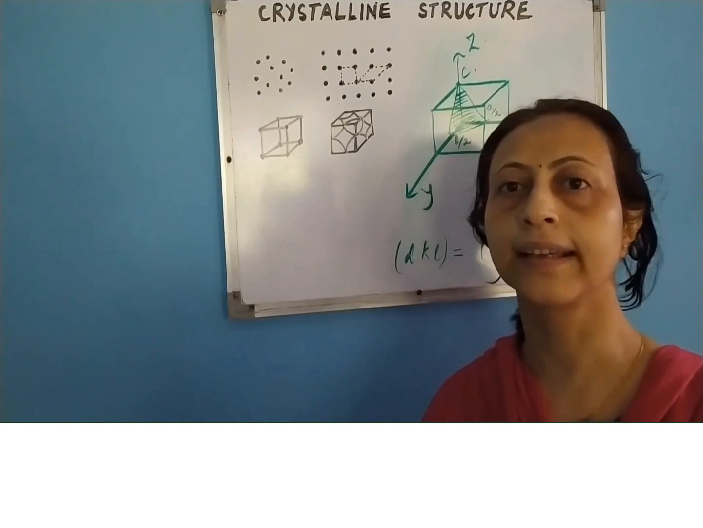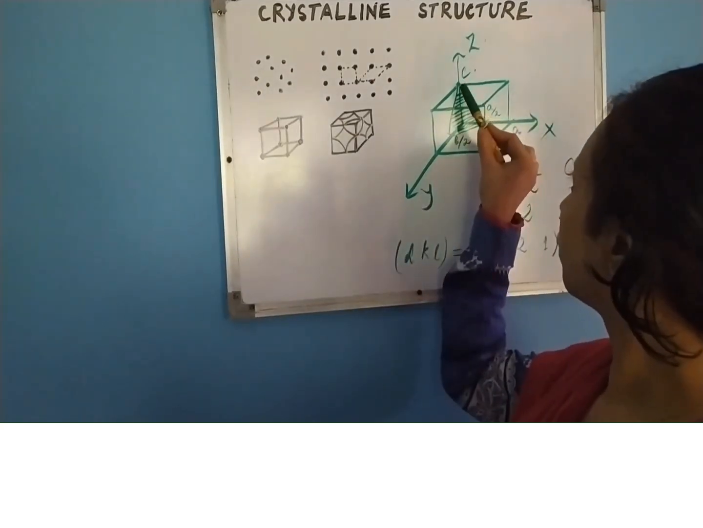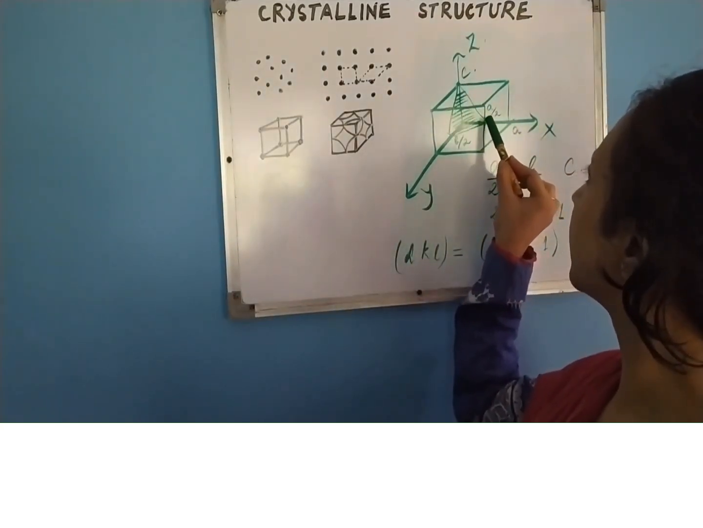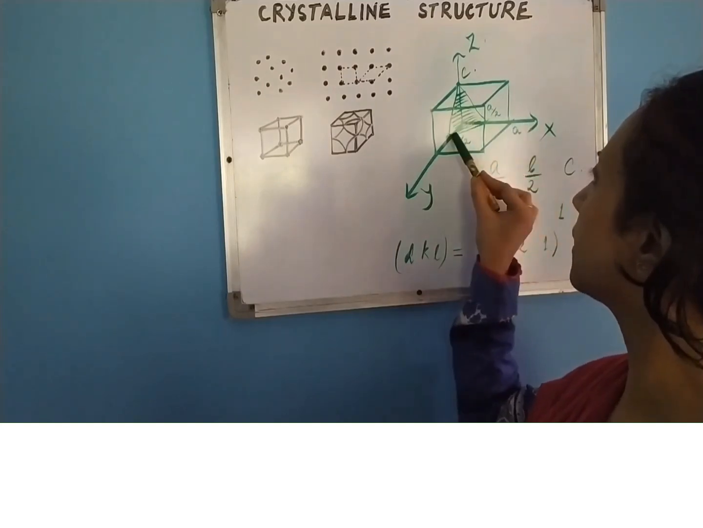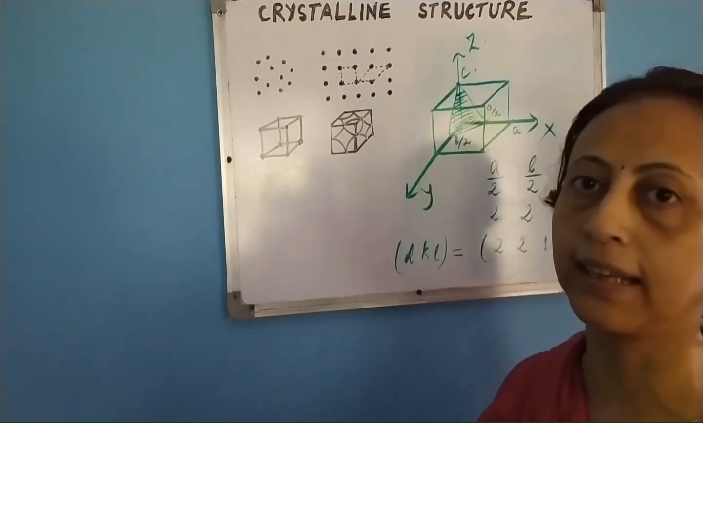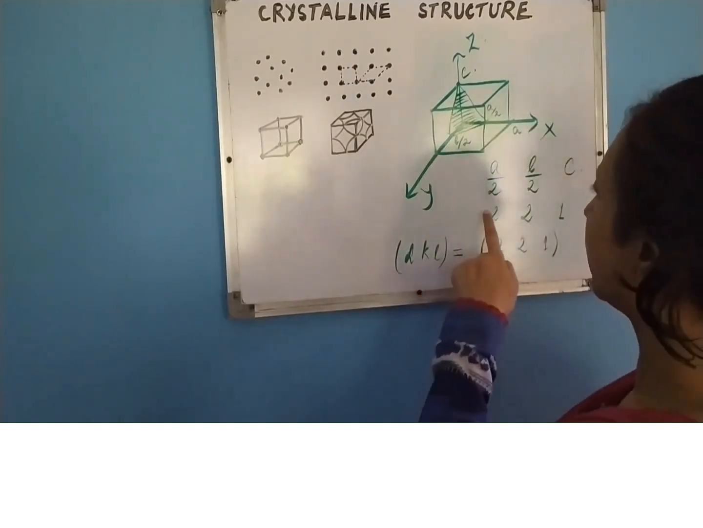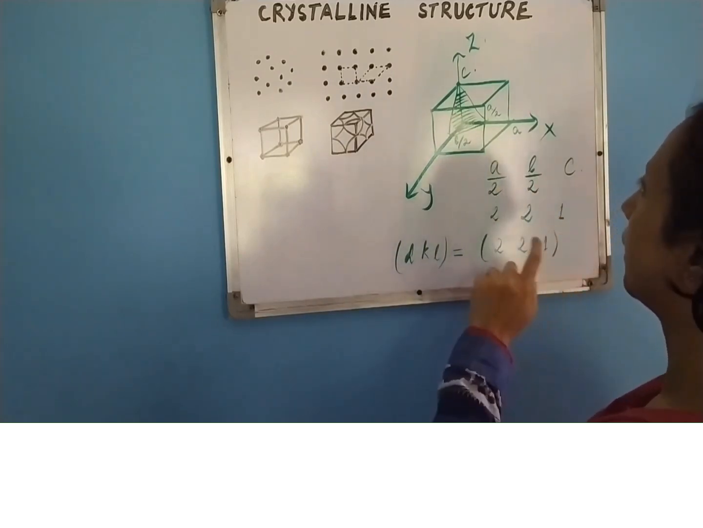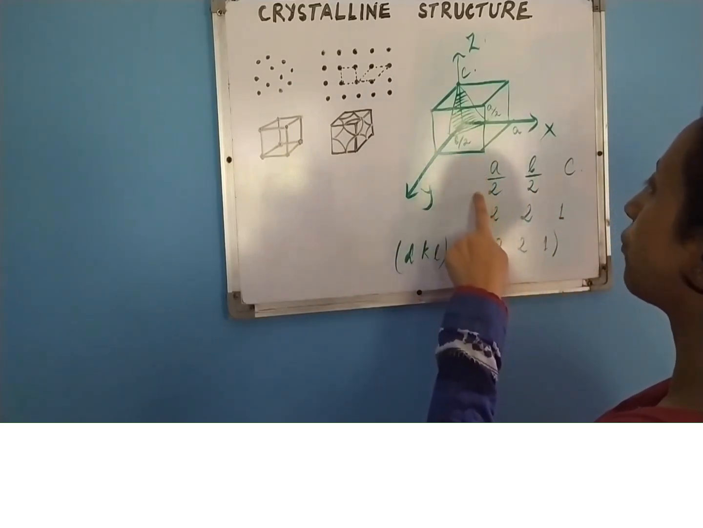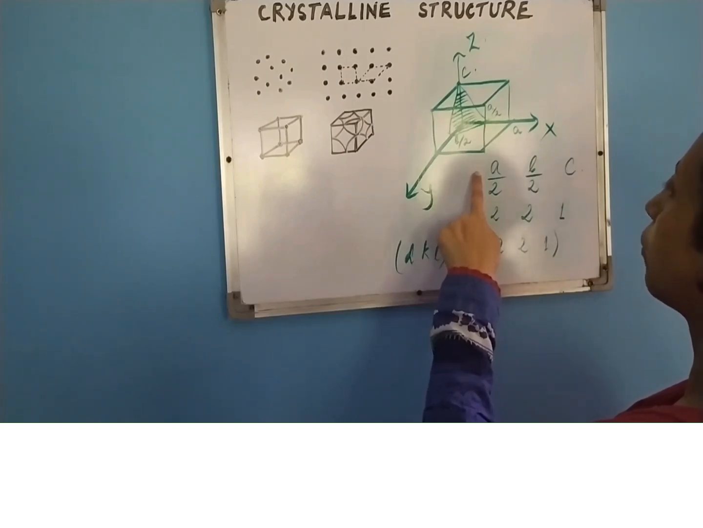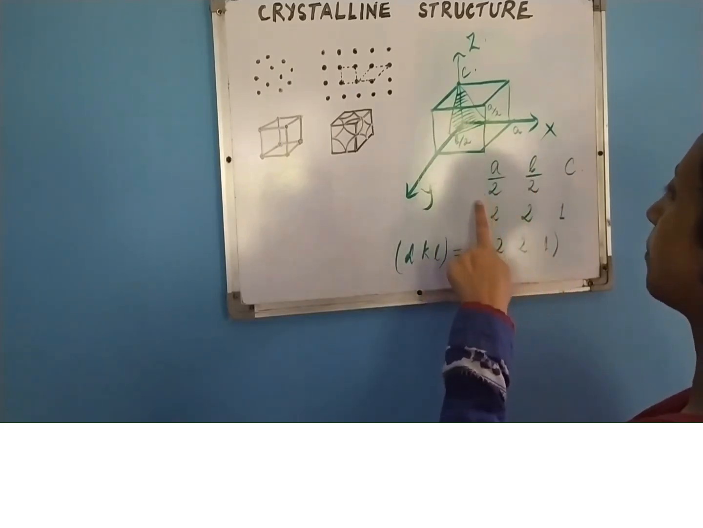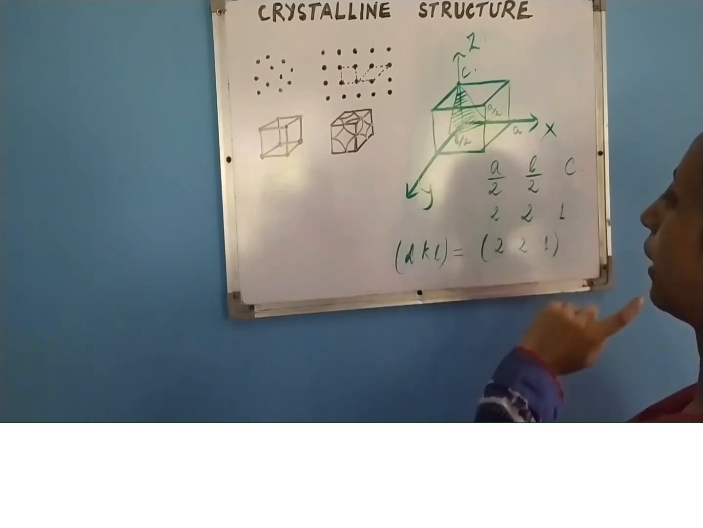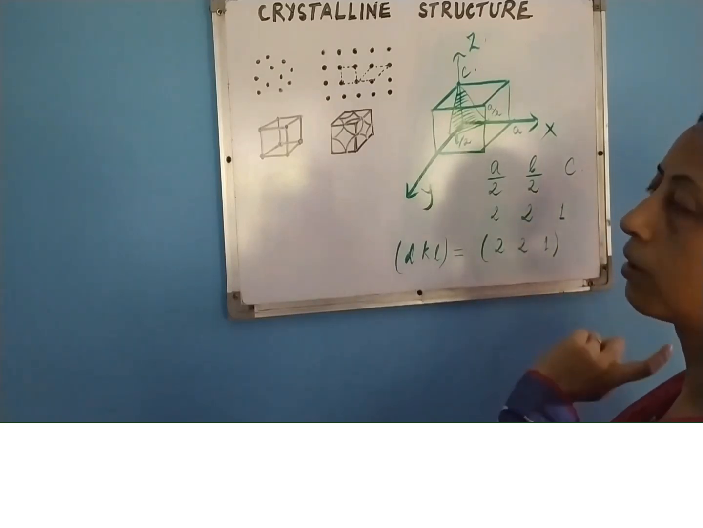Now let us take another example of this plane. This plane is making intercept a by 2 with x-axis, b by 2 with y-axis, and c with z-axis. Okay. So first write down the intercepts a by 2, b by 2, and c. Then take the reciprocal of the coefficients. Reciprocal of the coefficients are half, half, 1. So reciprocals will be 2, 2, 1. So the Miller indices are 2, 2, 1.